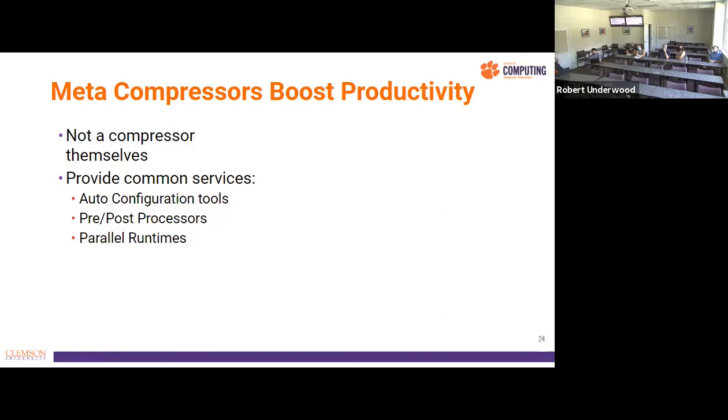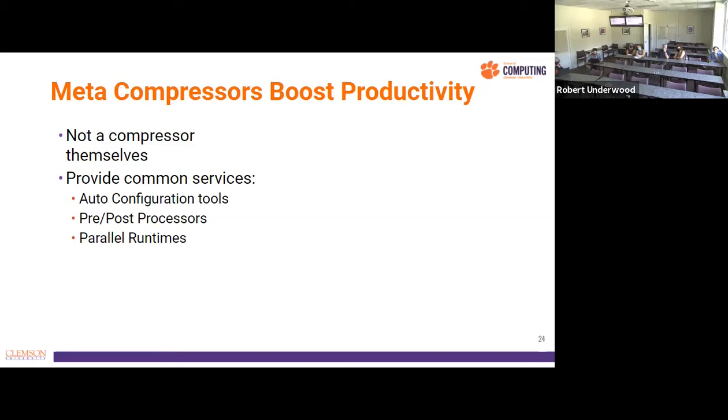One of the key insights that I had in developing LibPressio is this concept that I call a meta compressor. So a meta compressor is not a compressor itself, but it models the interface of a compressor. It behaves like a compressor. But instead of being a compressor themselves, they provide services atop a compressor.